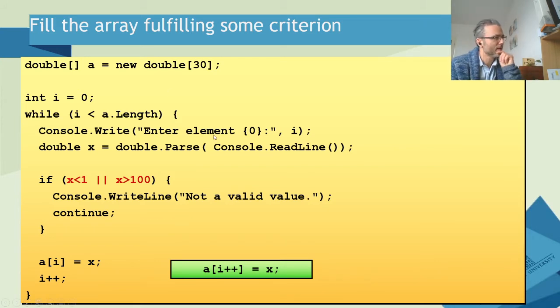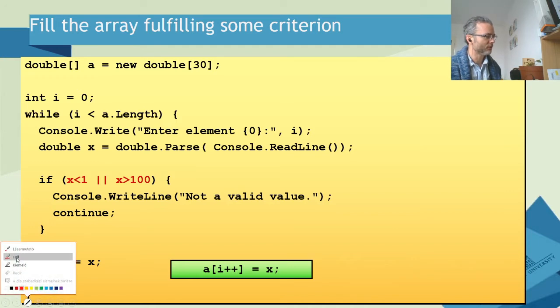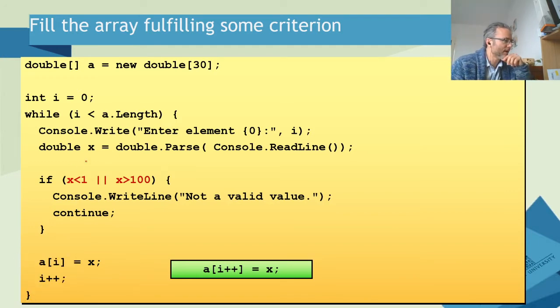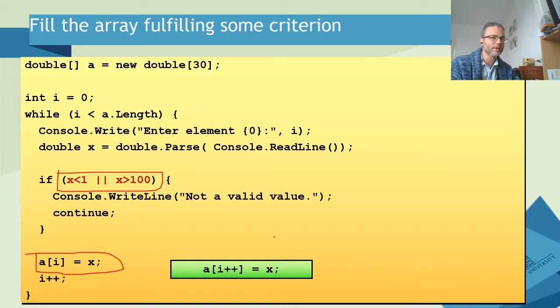For example, here, if you check this out, I would like to ask the user to enter elements which are between 1 and 100. If the value is not in this range, then I just skip this part here. So I'm not going to store that element in the array. I just skip this part and rerun the loop again.